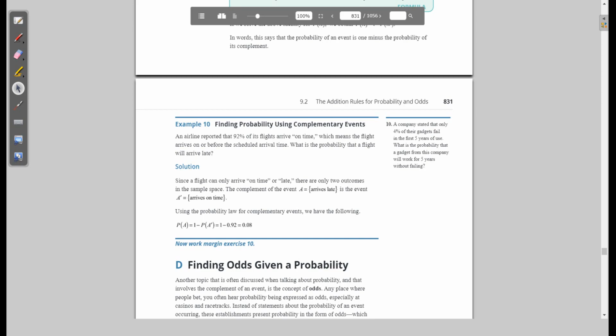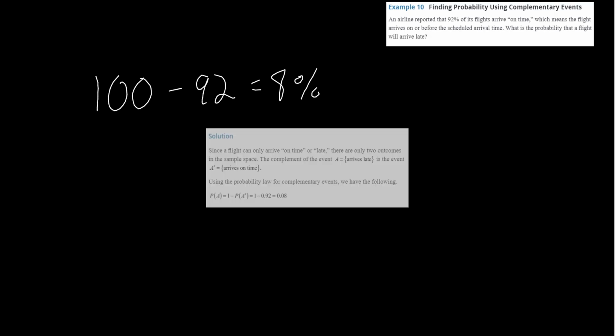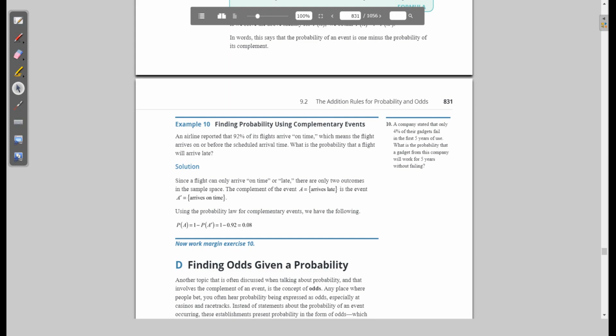Although I will say, I'm going to go ahead and snip what the textbook put. But to me, I think I'd rather do it the way I did it.